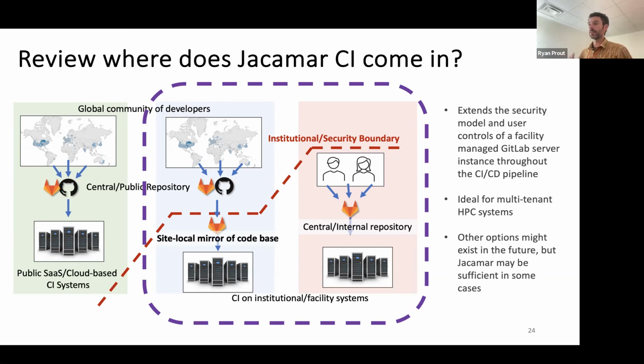In the future, there might be other options or technologies that help us. If the Kubernetes idea turned out to be a good one and we were able to work towards that, maybe Jacomar is still applied in certain scenarios, but maybe we use these cloud native tools in other scenarios. So there are various models and ways this could work out in the future, depending on what we do with the infrastructure and how it can be provided.